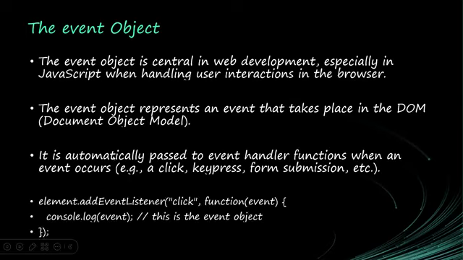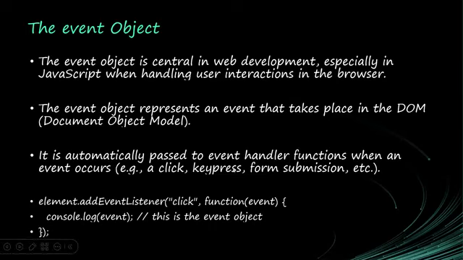So look at this one. Here we are saying element.addEventListener. What event do we want to listen to? We are listening to the click event. So whenever the user clicks on this element, this function will be called. And while calling this function, the browser will give you this event object. This is the event object inside of this parenthesis. The browser will give it to you as an argument.